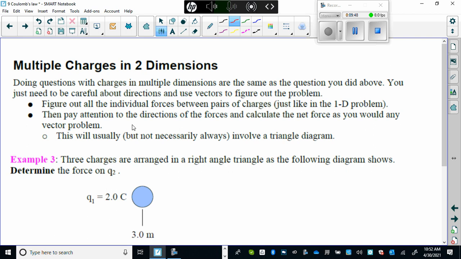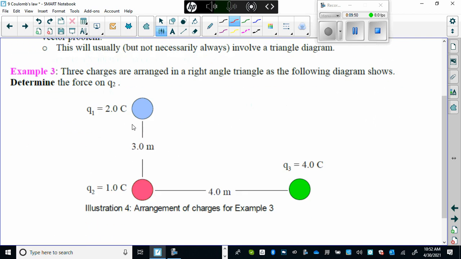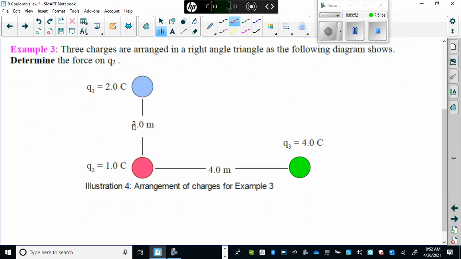Now we go over to two-dimensional problems. Wow, just like all the vectors we did, and just like momentum. This looks similar to momentum. A two-dimensional vector problem, but this time with electrostatic forces. We're going to do it the way we've done all others. In this question, we're asking to determine the force on Q2. Always kind of circle that, Q2.